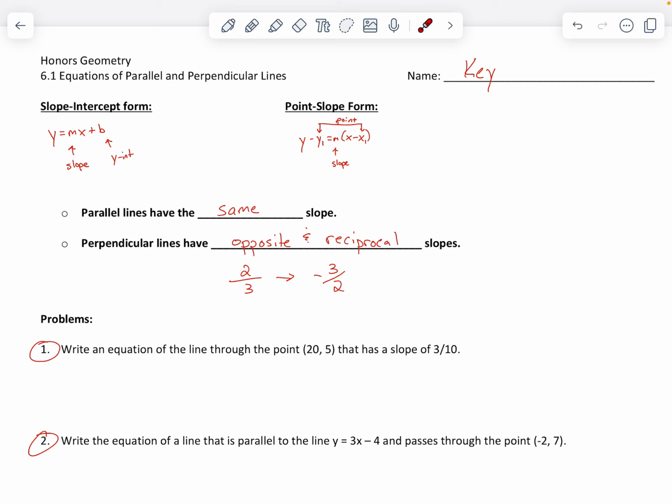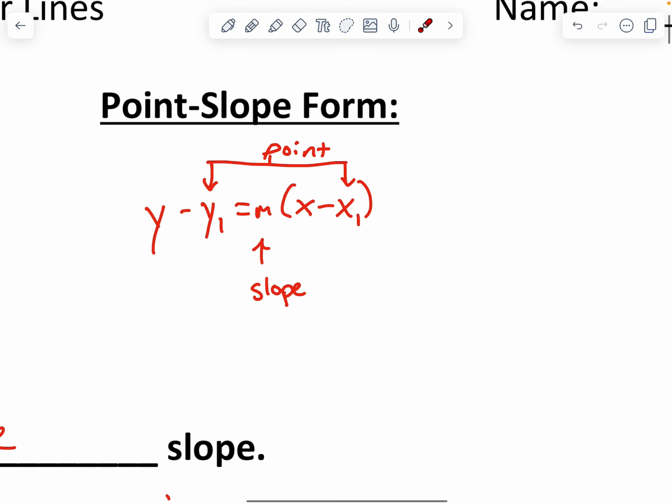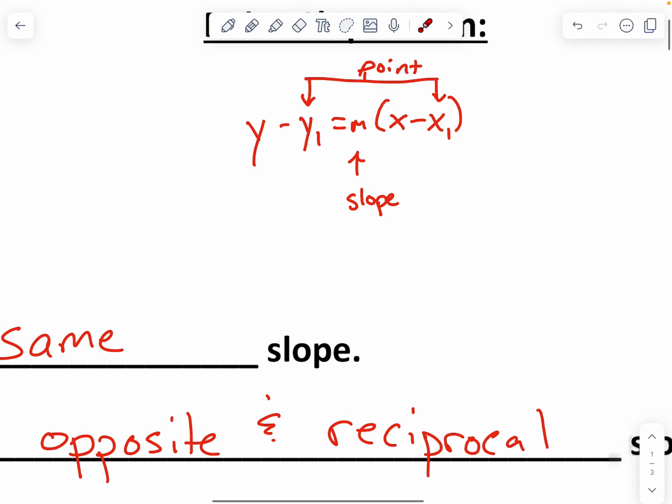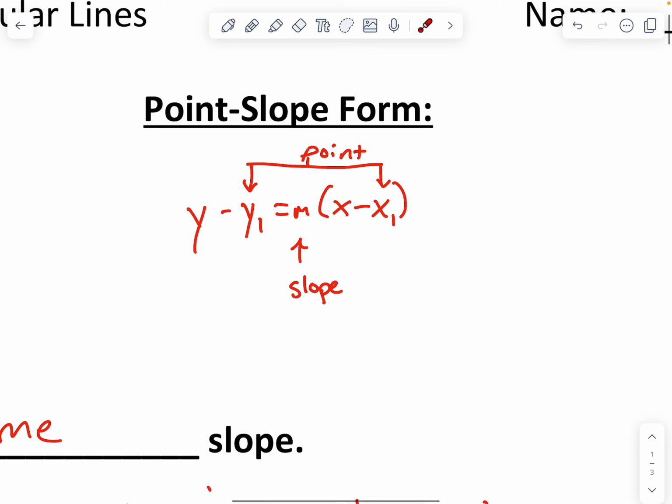So remember that slope-intercept form is y equals mx plus b, where you have the slope and the y-intercept. And then you also have point-slope form, which is y minus y1 equals m times the parenthesis x minus x1. So m is still your slope, just like in slope-intercept, right? But now instead of having a b, because we don't have a y-intercept, we have to plug in a point for x1, y1.